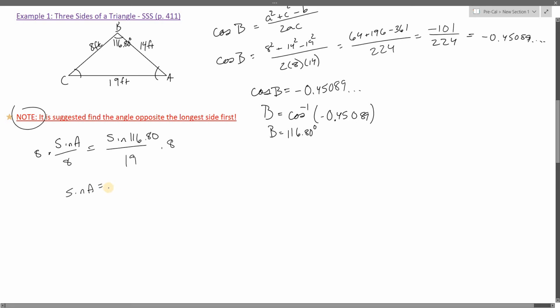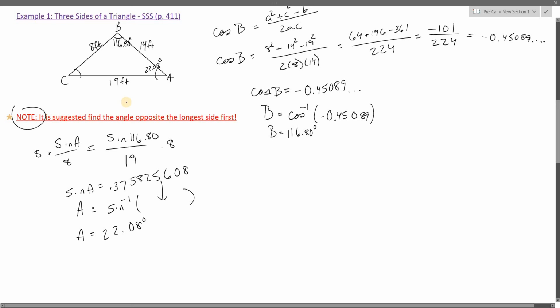I'm going to get sine A is equal to 0.375825608. And in order to find what A is, take the arc sine of the above. And so A is equal to then, when I hit the inverse sine function, 22.08 degrees. So A is over here, 22.08 degrees. Now the last question is, what's my third side?